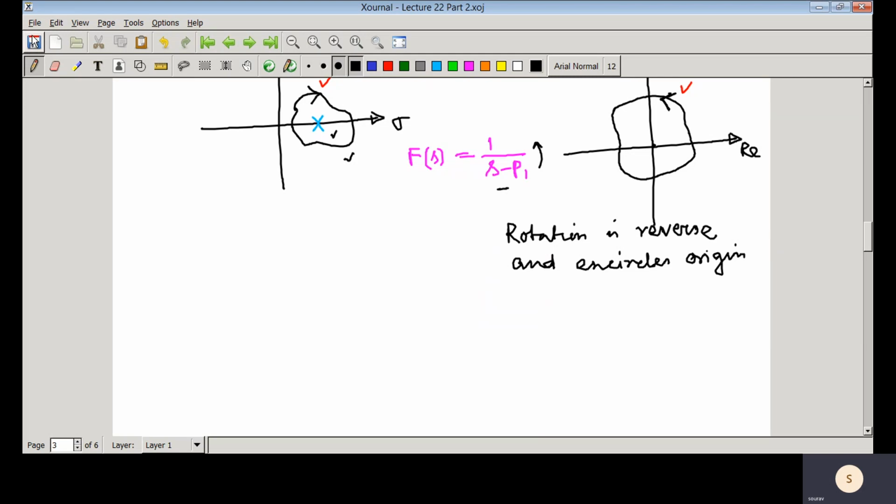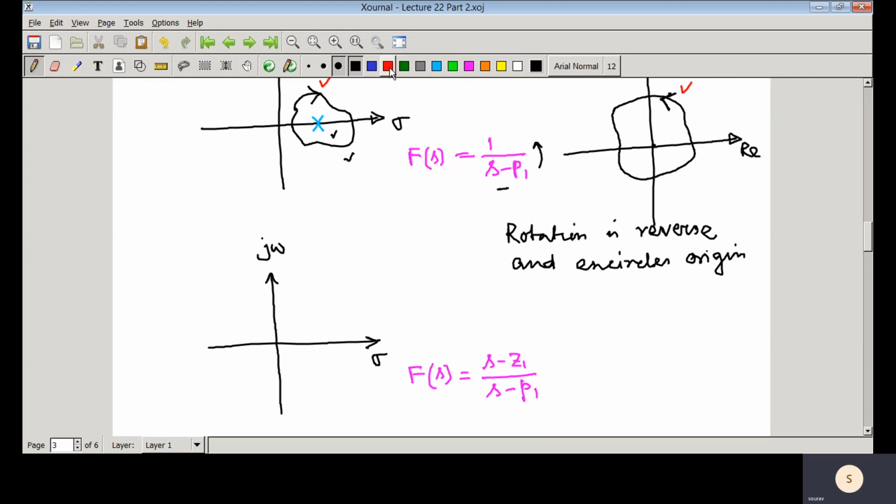So now the question is, if there is a function that has poles and zeros, then what happens? Suppose we have a function. Again I am reminding you that what I am discussing is the principle of argument. Based on that, the Nyquist stability criterion is established. Here we can see this is j omega, so this is the S plane.